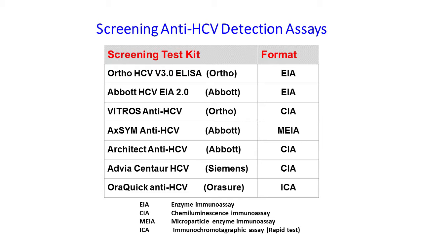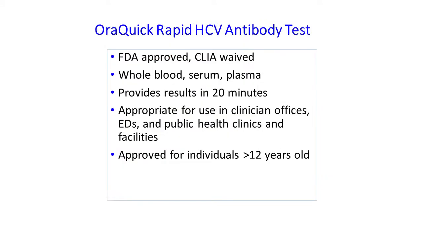And the sensitivities and specificities of all third-generation HCV tests approved by the FDA are greater than 99% in most circumstances. The OraQuick HCV rapid antibody test was FDA approved in 2010 as a point-of-care test for use with whole blood samples obtained either by venipuncture or finger stick. The test is approved for use with whole blood, serum, or plasma in individuals greater than 12 years old and can be performed by technicians with little training. Results can be obtained in about 20 minutes.